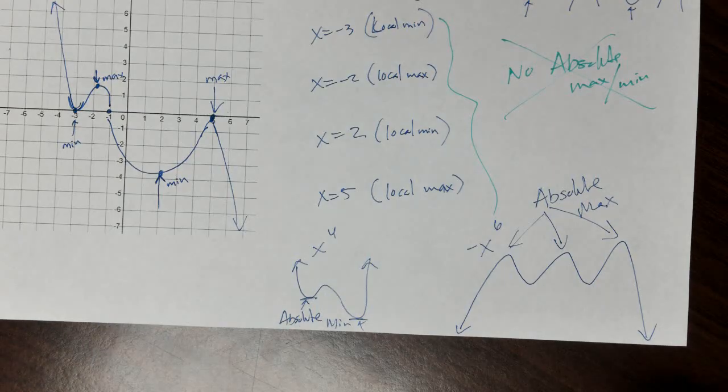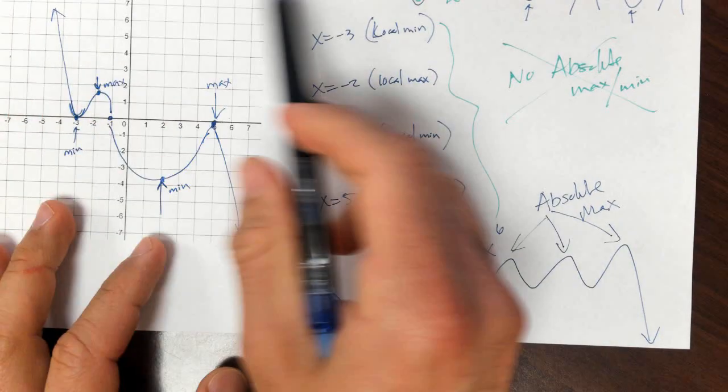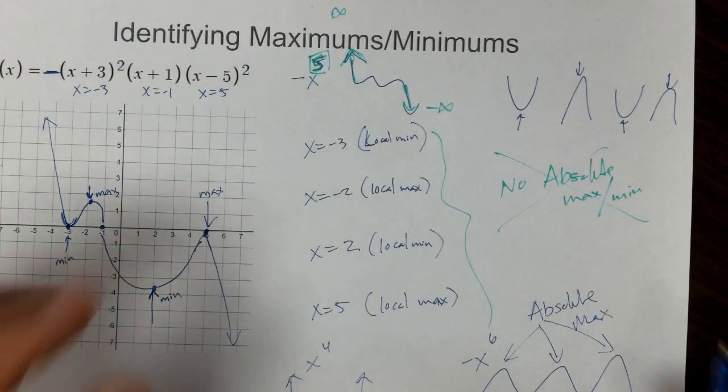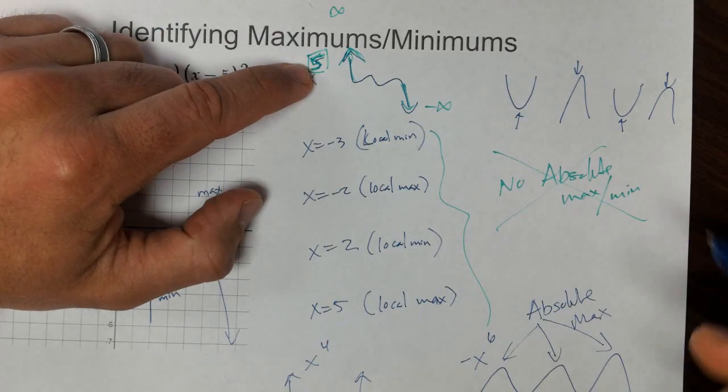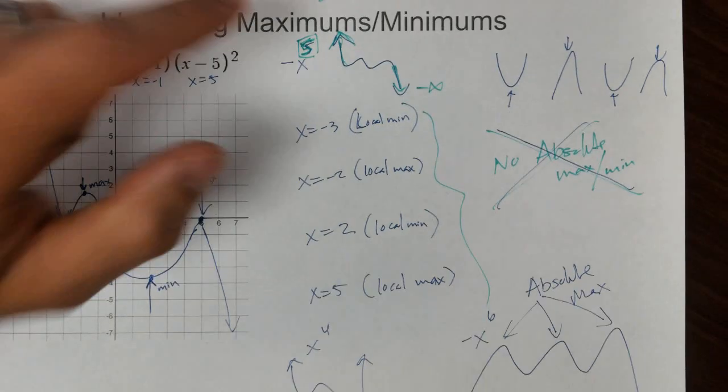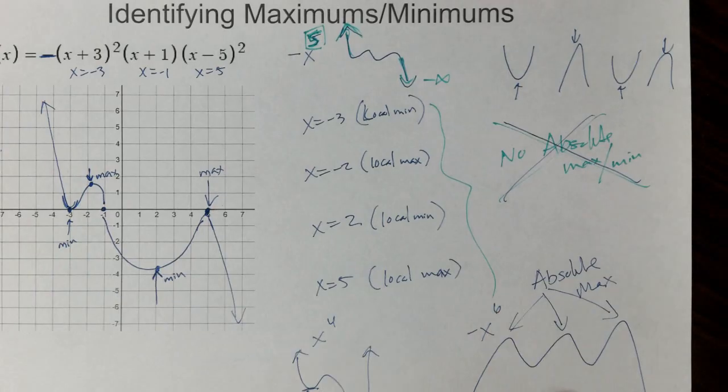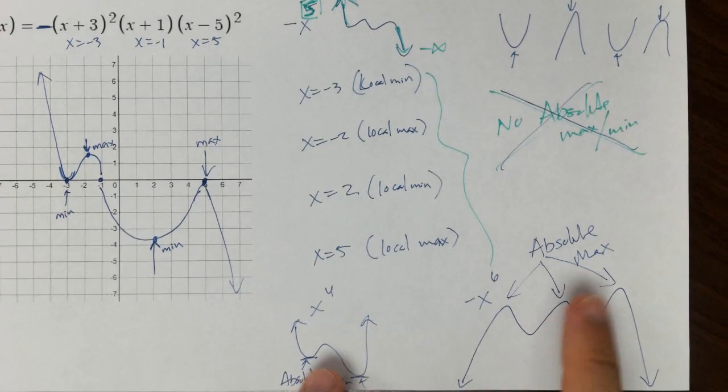And for that, we sometimes have to plug in numbers into the equation to determine the difference, right? But for odd exponents, no absolute maximums or minimums. For even exponents, you will have at least one of each.